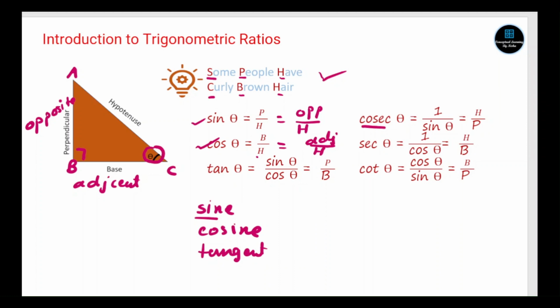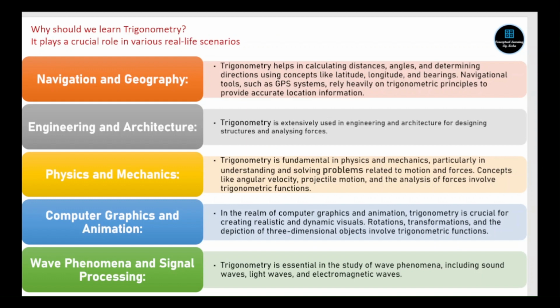Very good. Before we start solving the questions, let's understand why we should learn trigonometry. Trigonometry plays a crucial role in real life application scenarios. Here are some applications, but it's a vast field where trigonometry is applied. Examples: navigation and geography, where the GPS system totally relies on trigonometry. Engineering and architecture, where trigonometry plays an extensively crucial role.